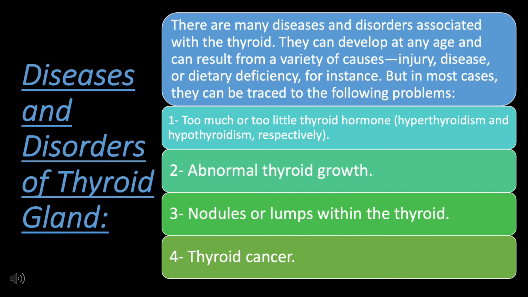There are many diseases and disorders associated with the thyroid. They can develop at any age and can result from a variety of causes: injury, disease, or dietary deficiency, for instance. But in most cases, they can be traced to the following problems: too much or too little thyroid hormone, hyperthyroidism and hypothyroidism respectively, abnormal thyroid growth, nodules or lumps within the thyroid, and thyroid cancer.